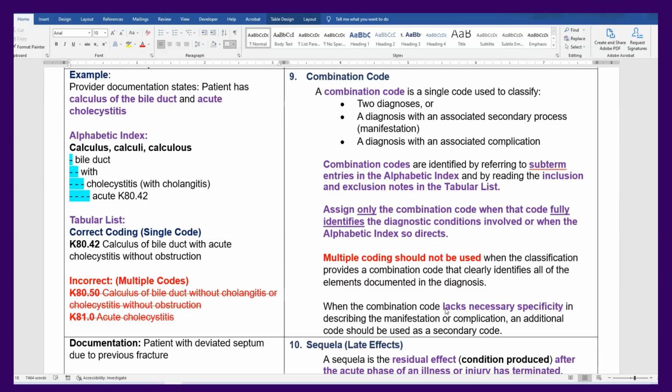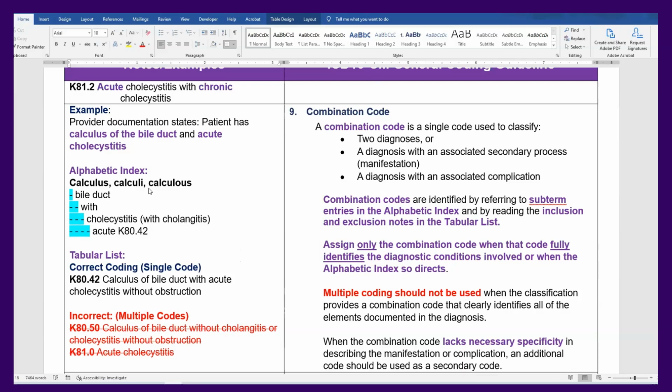When the combination code lacks necessary specificity in describing the manifestation or complication, an additional code should be used as a secondary code. Okay, so let's go back to our example. Here a patient has a calculus of the bile duct and also has acute cholecystitis. These are two conditions, right? We have a calculus nestled in our bile duct, and we also have an acute cholecystitis. That's two conditions, and we are going to get to a combination code for this.